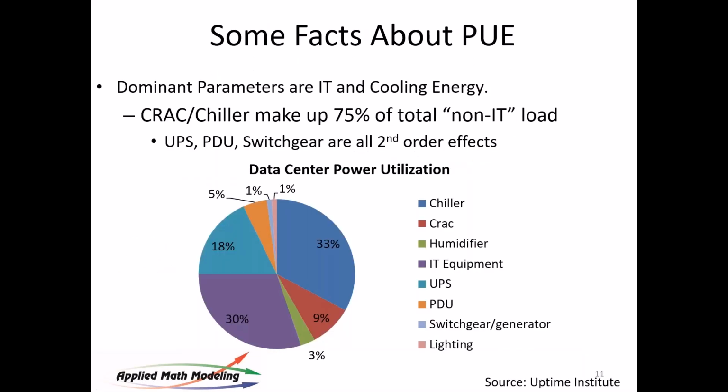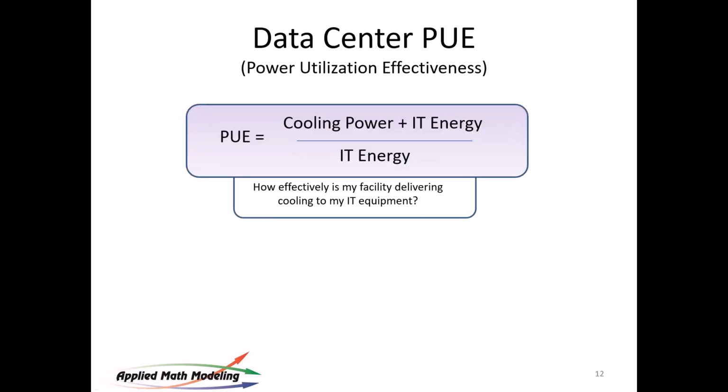However, most of the stuff on the left is dominated by chillers and fans. So it's really the IT equipment compared to chillers and fans, that ends up being 75% of it. The cooling system makes up 75% of the non-IT load. Everything else is really a second order effect. So if you're really looking to drive efficiency of a data center, it's really just the ratio of cooling power plus IT energy over IT energy.